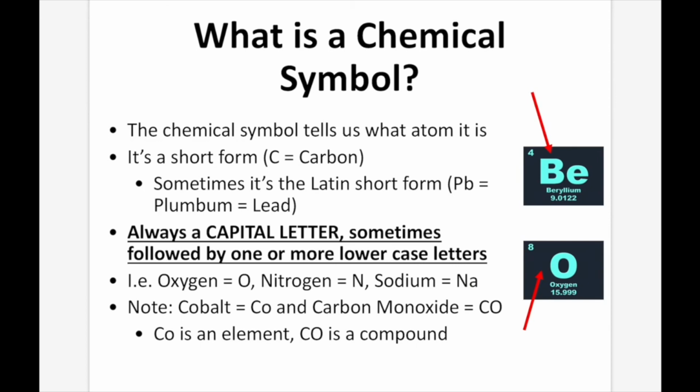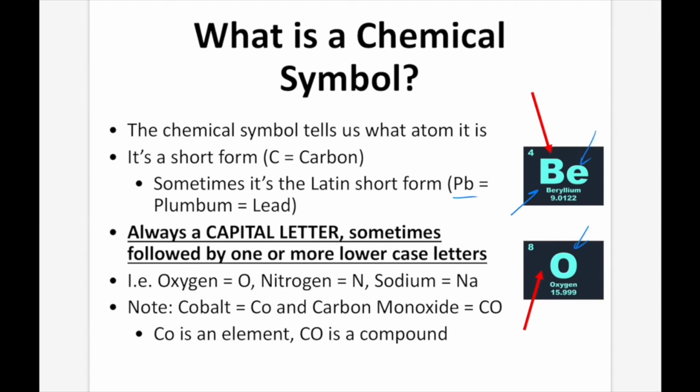So what is a chemical symbol? The chemical symbol tells us what atom it is. It's a short form, sometimes English, sometimes Latin. So for instance, C is short form for carbon, whereas Pb is going to be the symbol for lead because it's the short form for plumbum, which is the Latin version of lead. It always starts with a capital letter and is sometimes followed by one or more lowercase letters. So you can see Be is capital B, lowercase e, whereas oxygen is just an uppercase O.